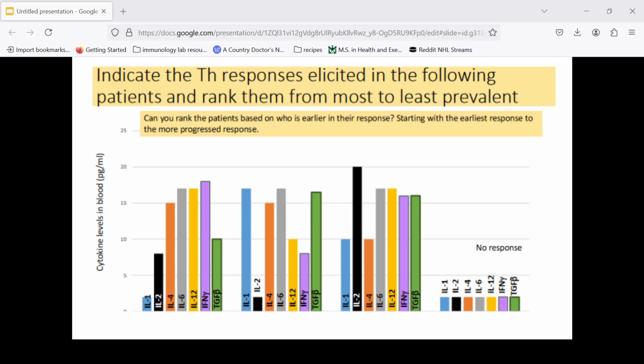Patient 3, we can say they've got a lot of IL-2 and they've got a lot of other cytokines going on there. They also have a pretty fair amount of TGF-beta, which means they've got a lot of Treg, which means they're probably far enough in their response to have damage happening that we need a Treg for. So there we can say patient 2 is earliest in their response, patient 3 is most progressed. Does that make sense? Okay.